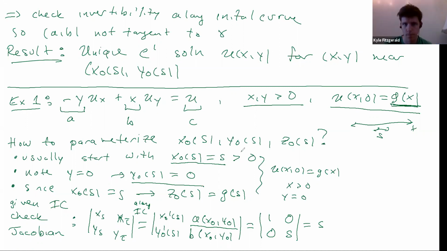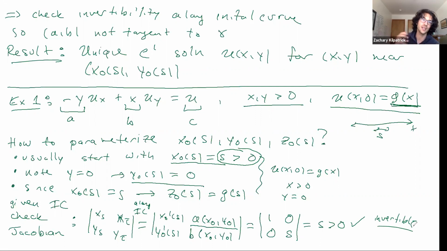Yes. It is, because s is always greater than 0. So we're good, okay? So this is always non-zero. The Jacobian is always invertible, okay? And so we know that at least in a neighborhood, we can generate these characteristics emanating from the initial data, okay?